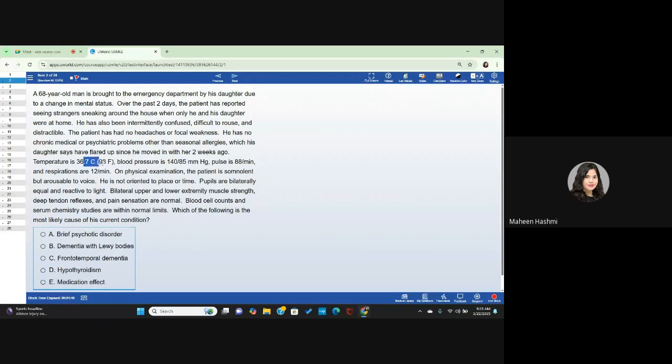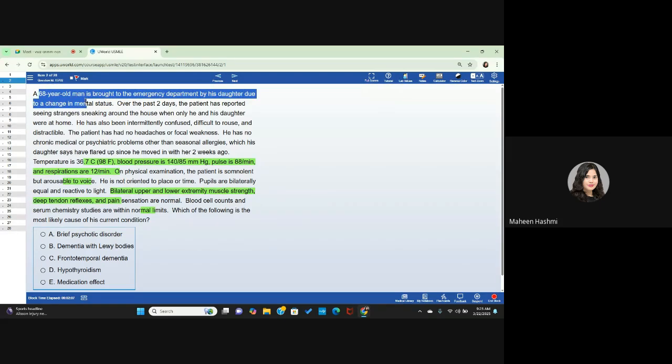So we see that the temperature is 36.7, and the blood pressure is a little high. The patient is somnolent, but he's arousable to voice. Pupils are bilaterally equally reactive to light. Again, bilateral upper and lower extremity muscle strength, DTR, and pain sensation are normal. Everything else is normal. So what's happening?